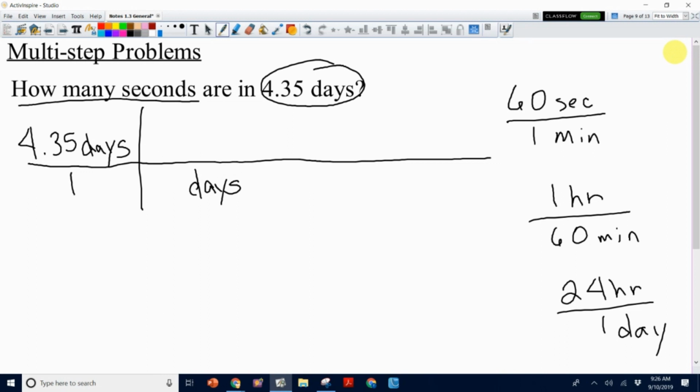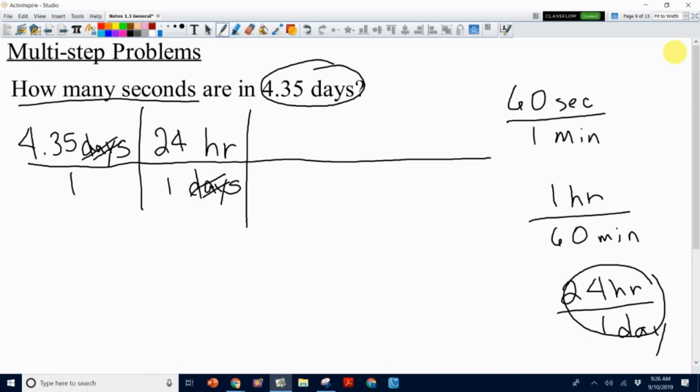All right, so what unit do I want to convert it to? Well, can I go from days to seconds? No, but we can go from days to hours. Okay, so I'm going to put hours in the top here. So put in my numbers, 24 hours is 1 day. Okay, so now we're going to need another conversion factor. So cross out what you can cross out, cancel what you can cancel.